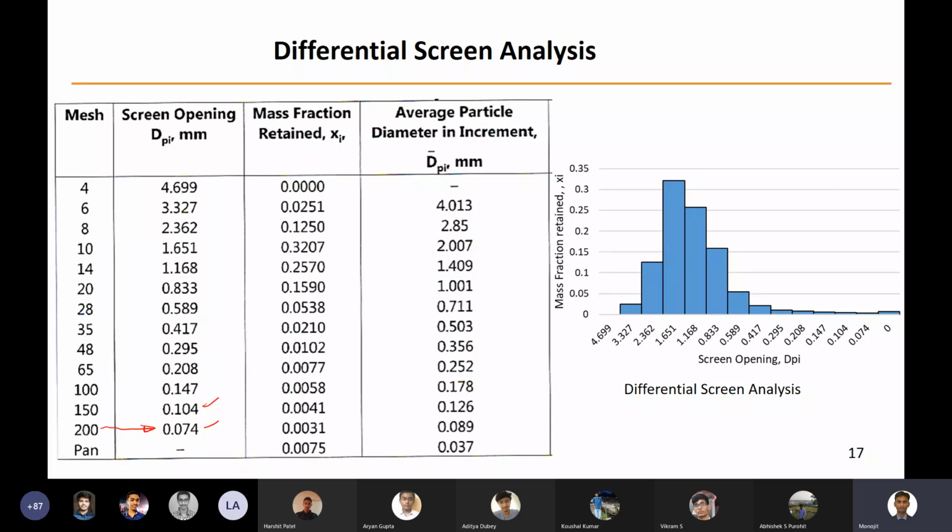So now can you tell me how you got this number? Sir, finally we have a surface with zero mesh number. Yes, that is what is called the pan. The pan has a solid base, so it doesn't have an opening. So we have 0.074 plus 0 by 2. That is the solid base, so it doesn't have an opening. Right, and this is how we plot it.